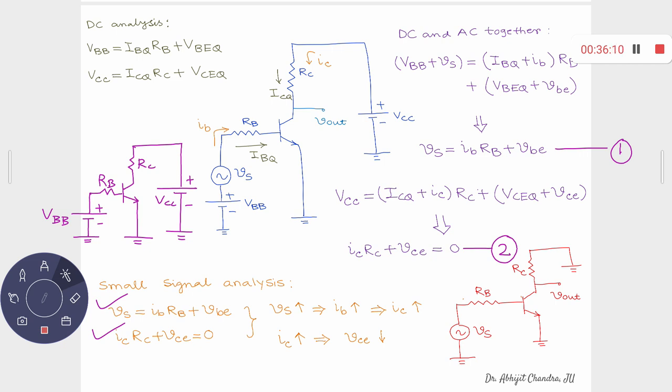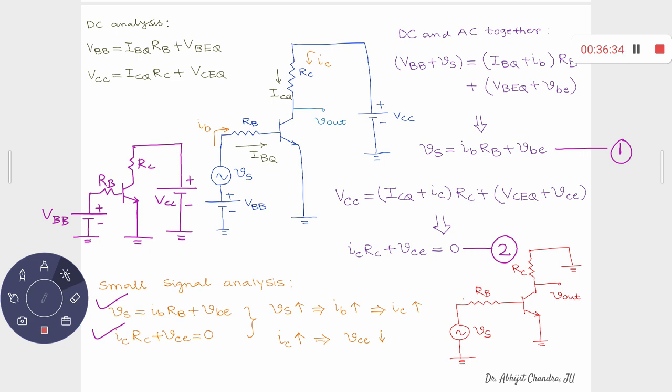Now in today's cycle what we have done, we have incorporated one small signal in series with this VB, which is that circuit. That is a combined circuit. So initially you studied the DC biasing circuit. And today we have introduced the combined circuit.